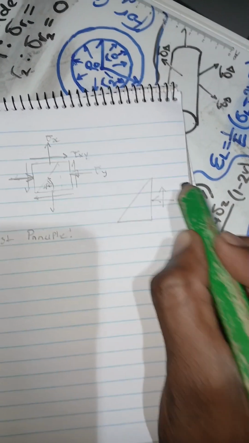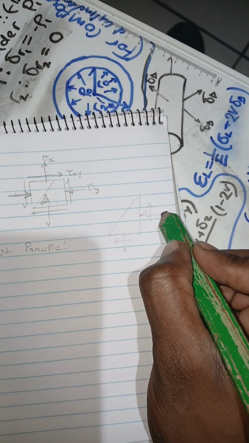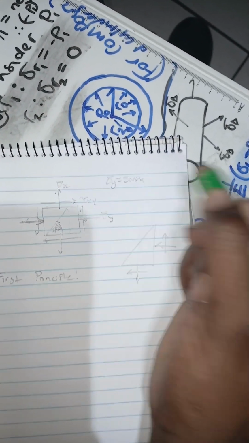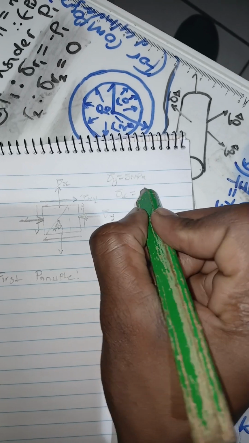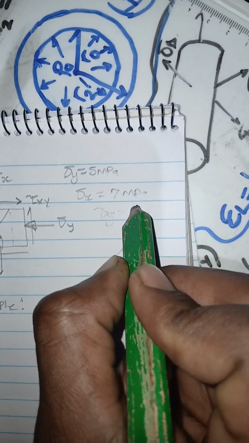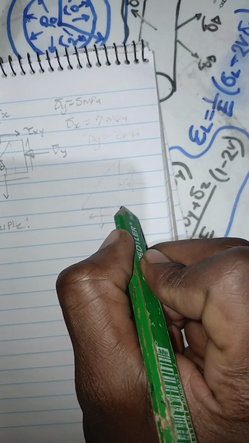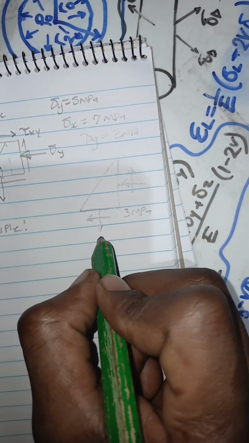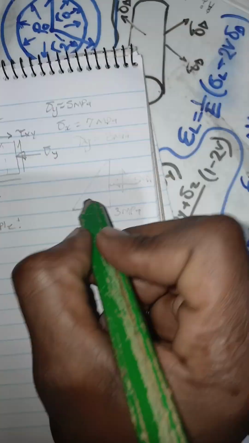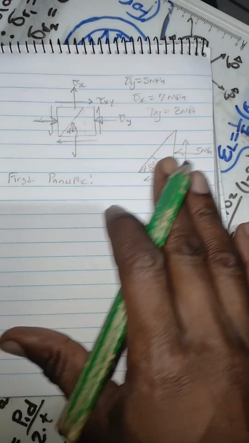We see that one is compressive, and then the other one is anti-clockwise. So I'm going to go ahead and define the magnitude of each stress. We see sigma y is 5 megapascal, sigma x is 7 megapascal, and shear xy is 3 megapascal. So that's our shear, that's our sigma y, sigma x, and then that's sigma y.